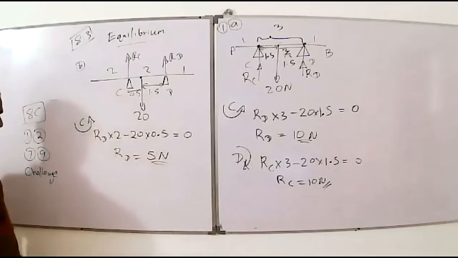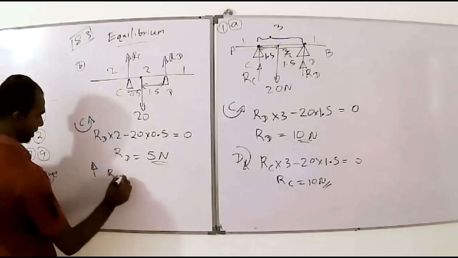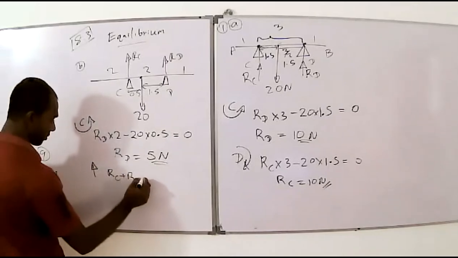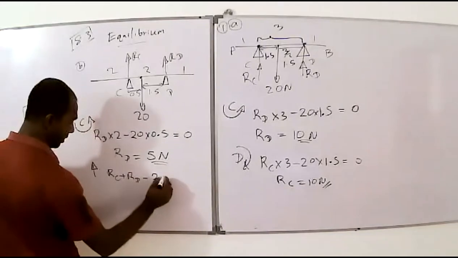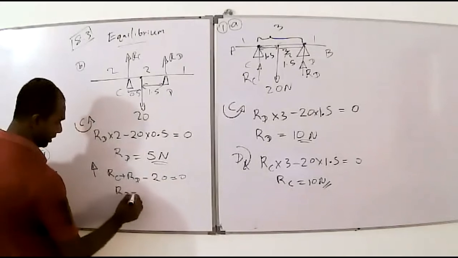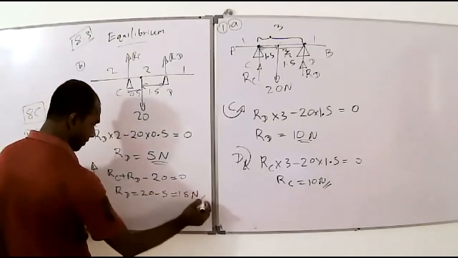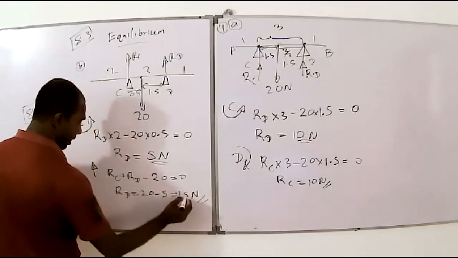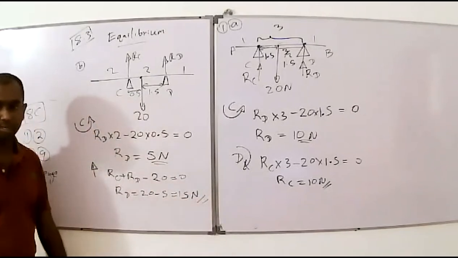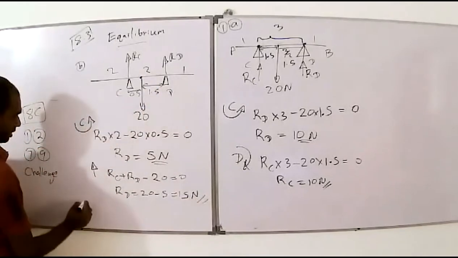And if you resolve forces vertically upward now, you can have RC plus RB minus 20 is equal to 0. So you know already RD should be equal to 20 minus 5, which is 50 newtons. Oh, this is one way. I will do the other way as well. What is the other way? You can take moments around D.